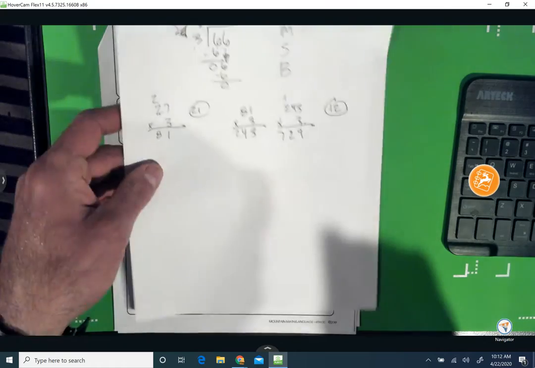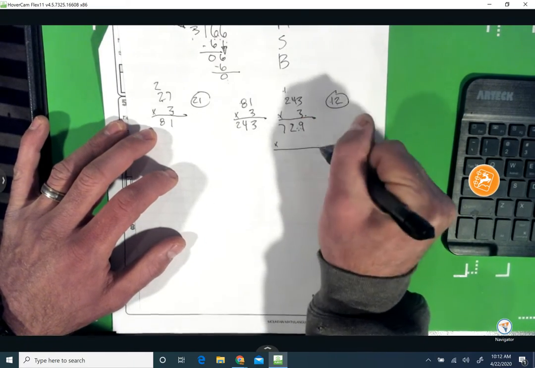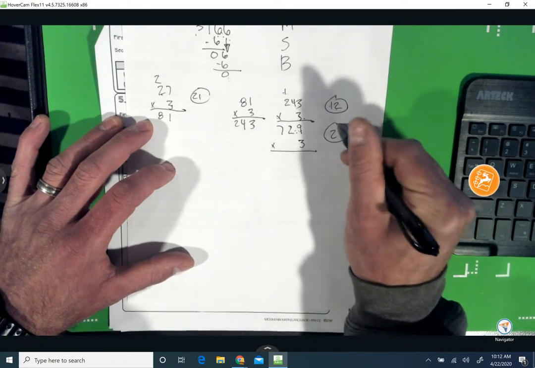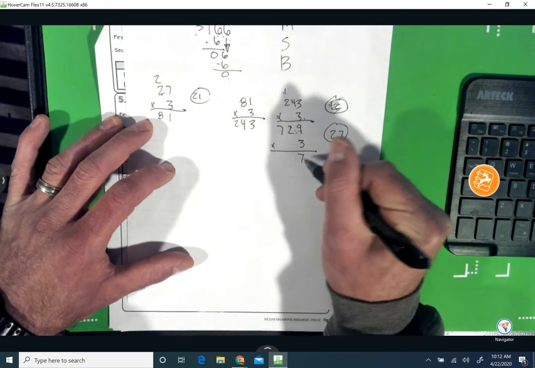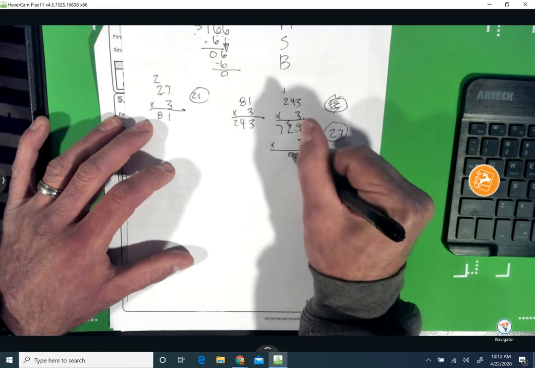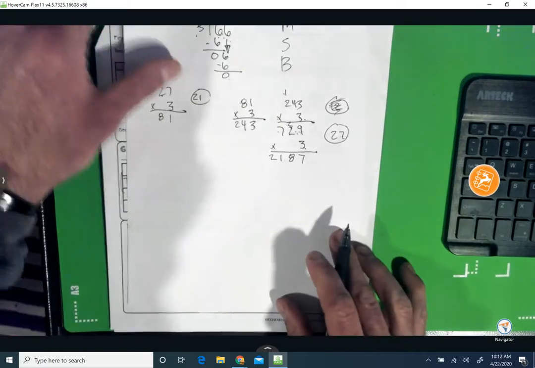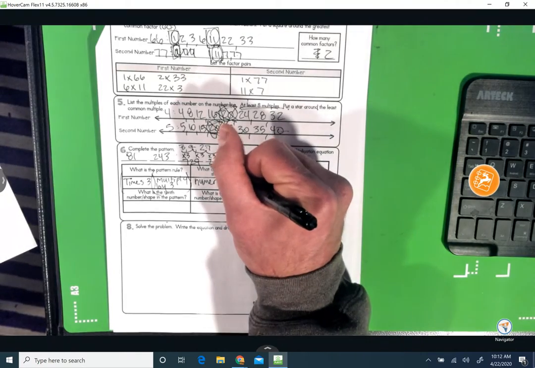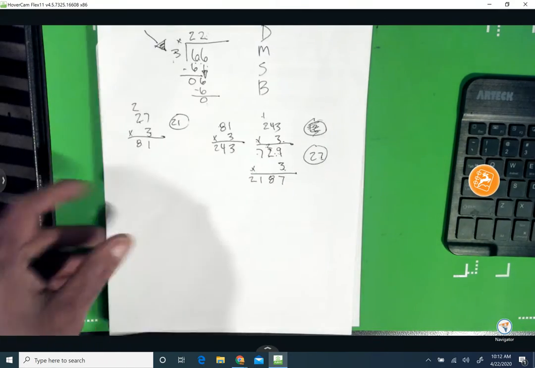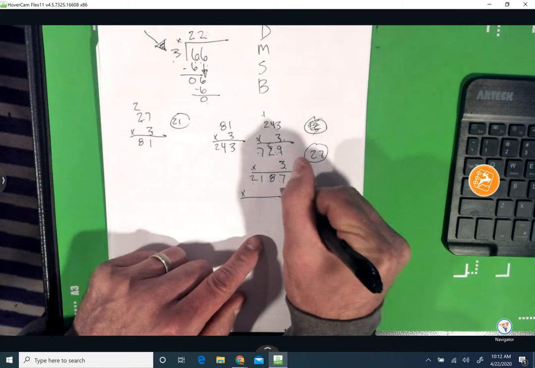In order to get the next number in the pattern, 729, I can take my answer right there and multiply it times 3. 9 times 3, 27, 2-digit number. Circle it. Put down the 7, carry the 2. 2 times 3 is 6, plus 2 is 8. 7 times 3 is 21. So the fourth number in my pattern is 2,187. And here you are multiplying a 4-digit number times a 1-digit number, which is 3.